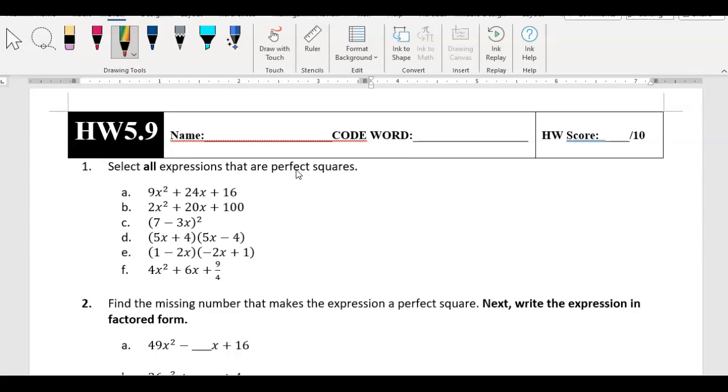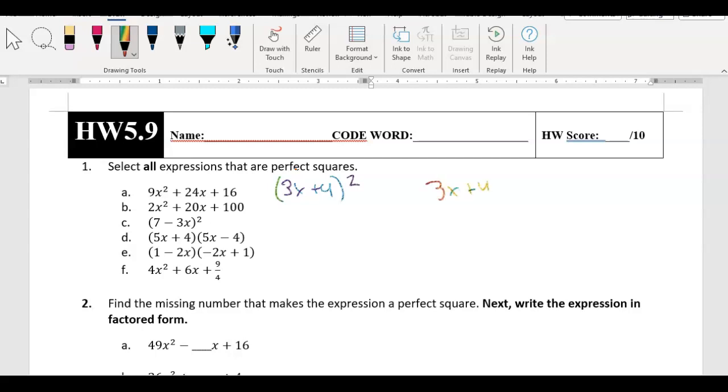So today we looked at creating perfect squares with coefficients. It was wild, I know. This first one, you're going to select all expressions that are perfect squares. So if I were to write this as a perfect square, I would write it as (3x + 4) squared. So I want to see, does that work out, right?